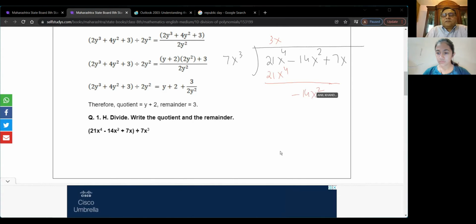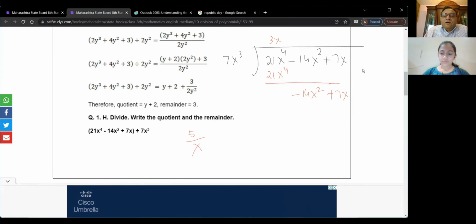Can you divide this by 7x cube? You cannot, because the power is square, right? Divide by x cube. Do you see that? So we bring the other term also. Understand. See, the thing is, if you have, let us say, a number like 5 over x, can you divide 5 by x? No. You cannot divide, right? So that is the whole thing.